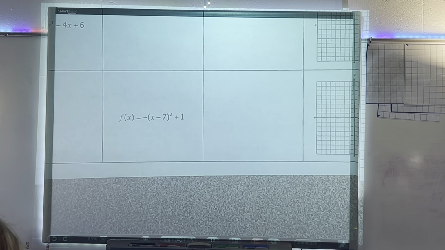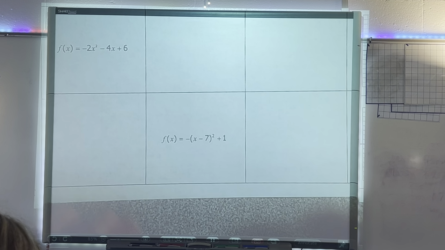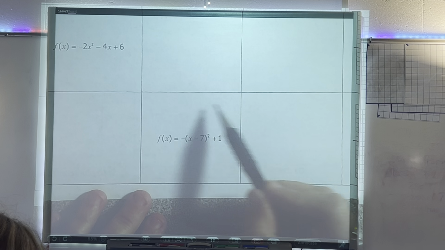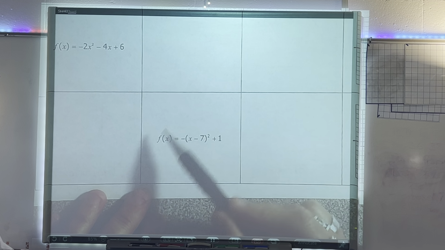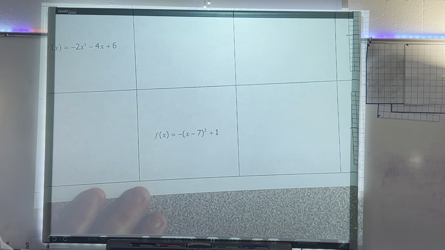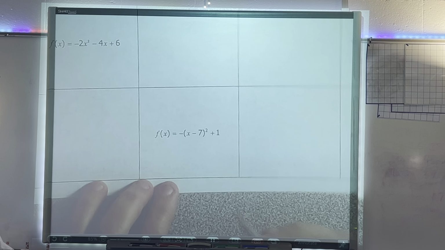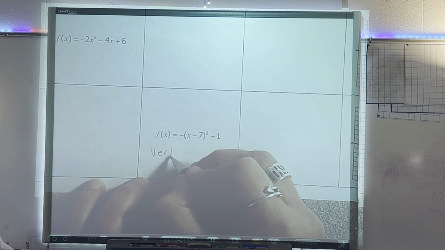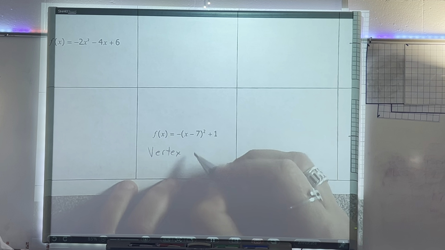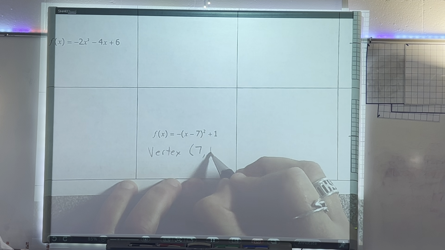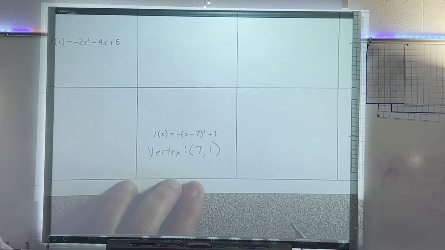So if you notice, on the back, if you look at your assignment, this goes down there. Well, I'll get to that in just a second. All right, so right here, the only thing I can tell about this is its vertex. It has a vertex at positive 7, positive 1. Are y'all okay that that's the vertex?